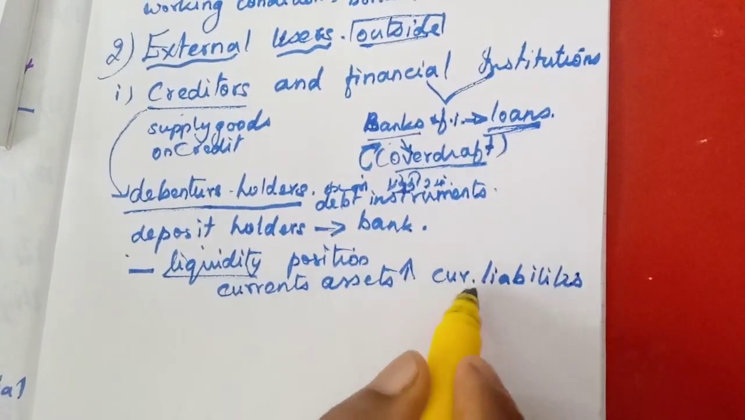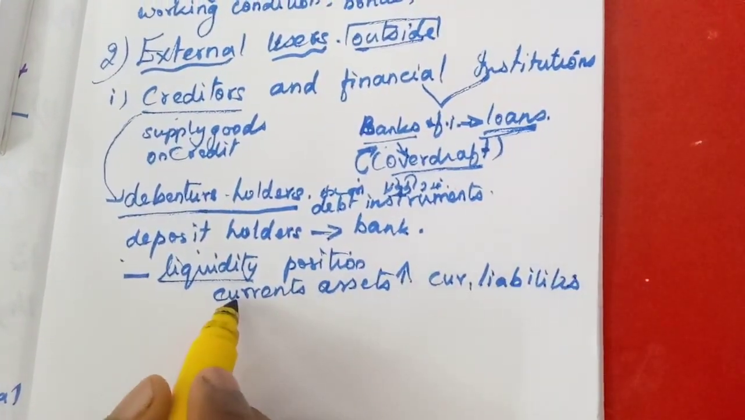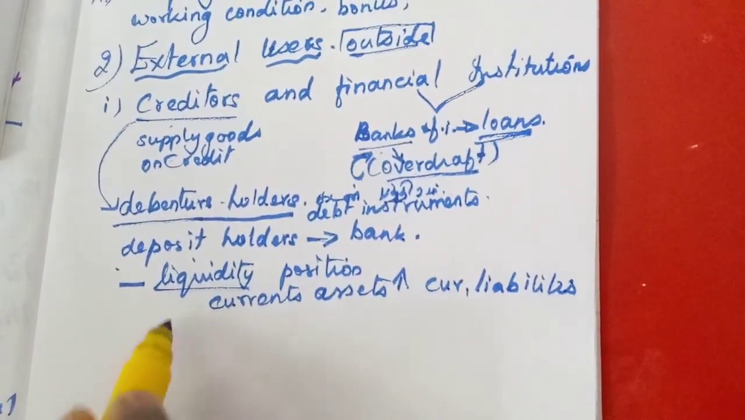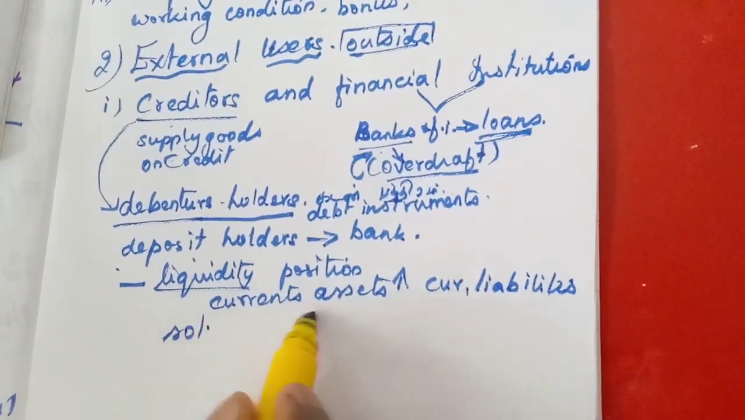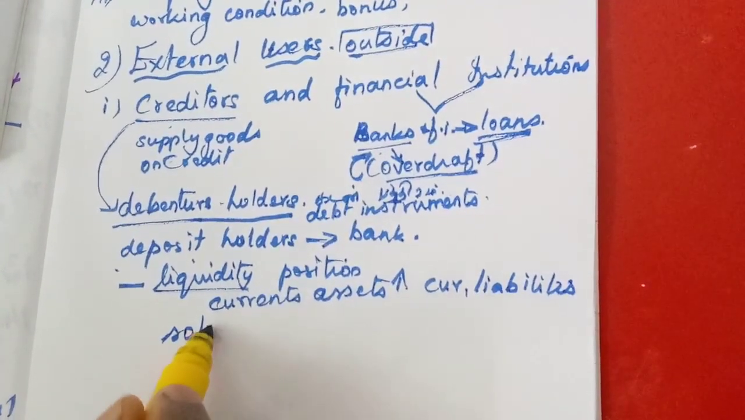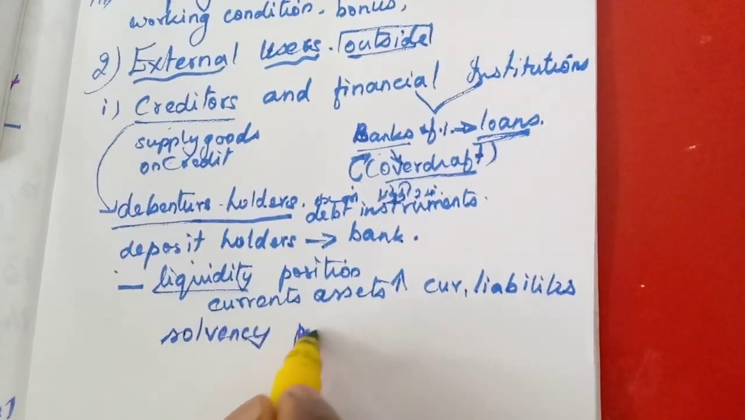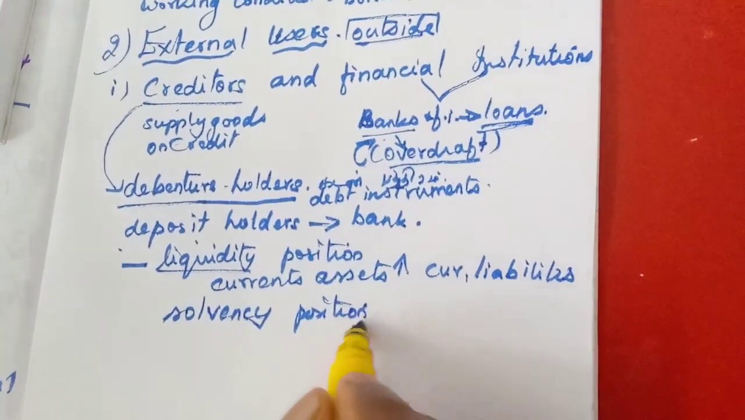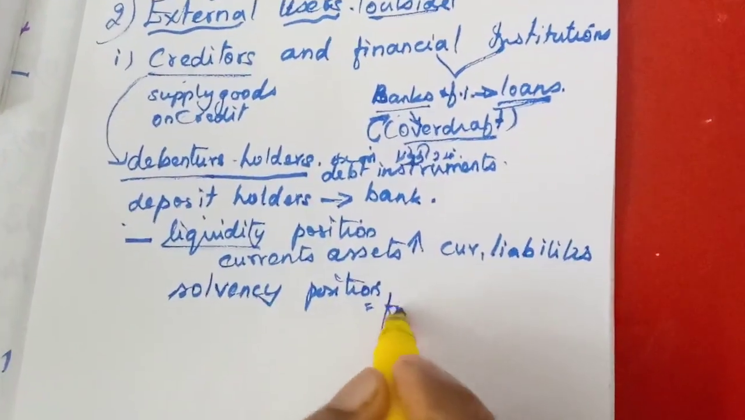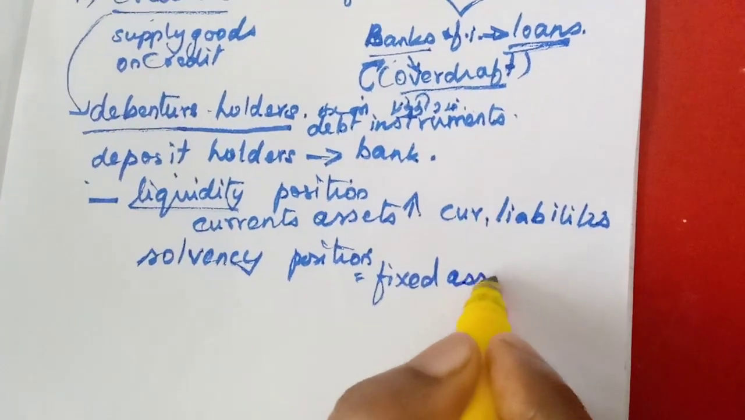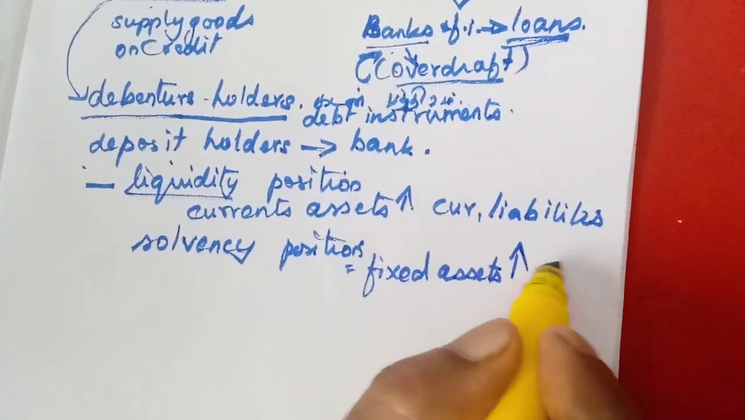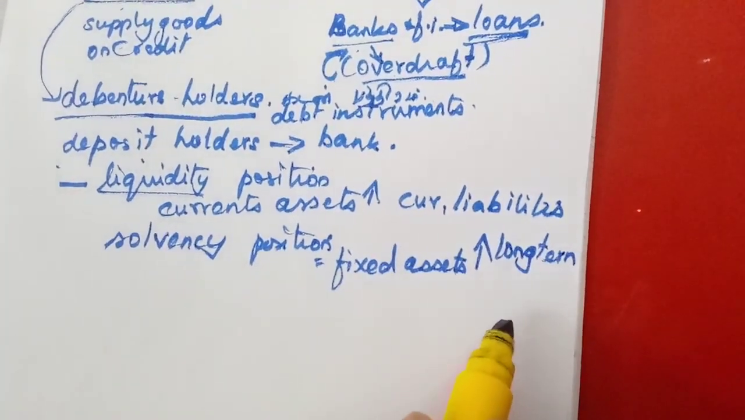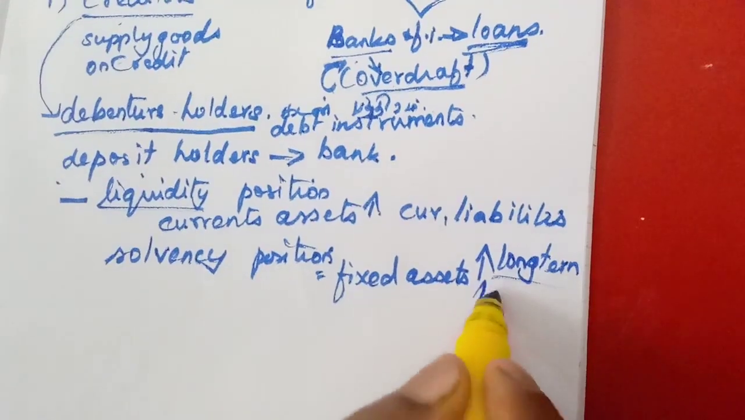Whether the current assets are more than the current liabilities, then we can say their liquidity position is more. But solvency position means comparing the fixed assets with the long term liabilities. There we never say fixed liabilities. That word is long term liabilities.